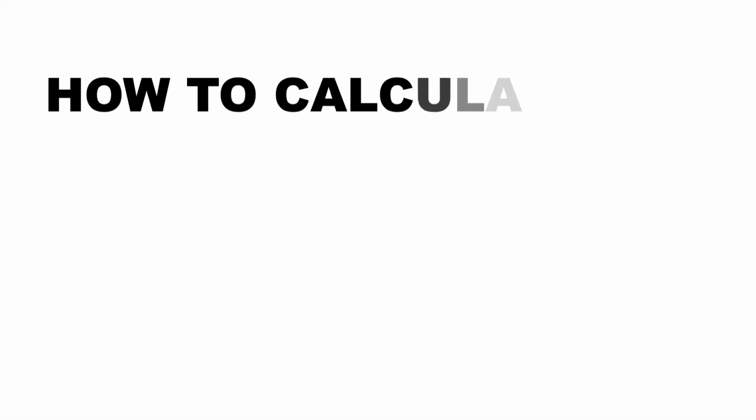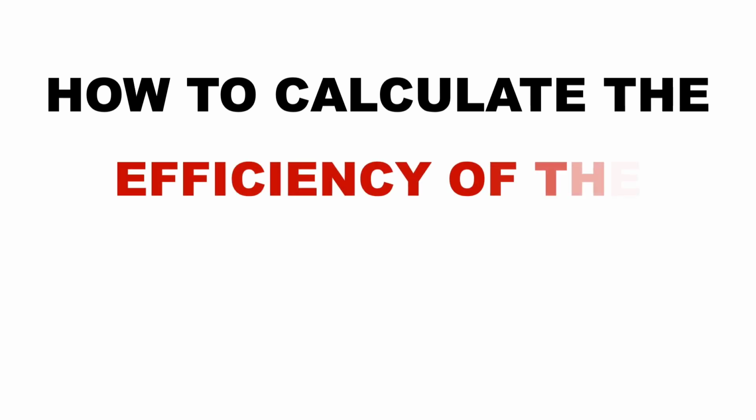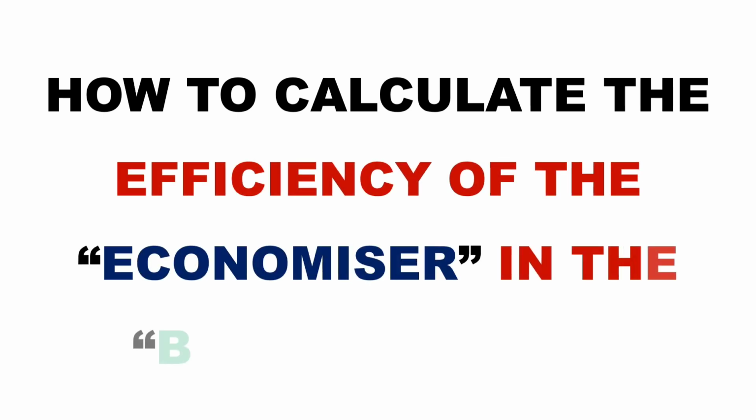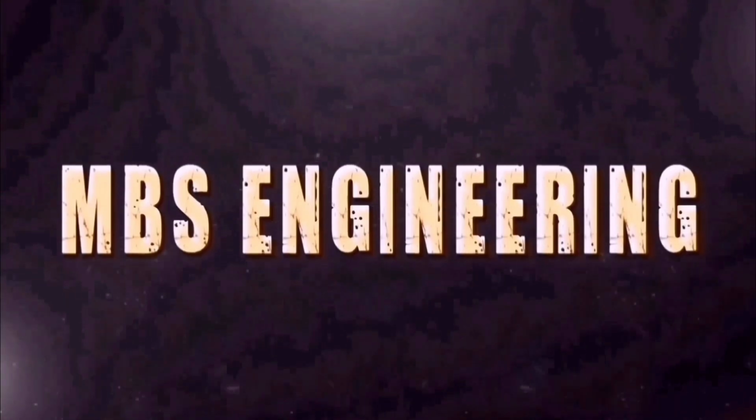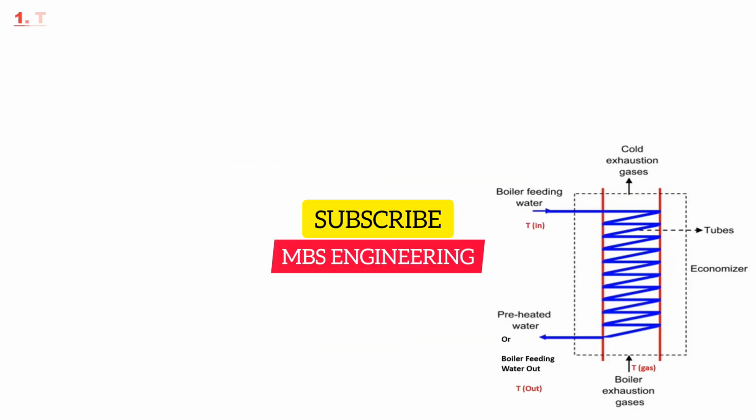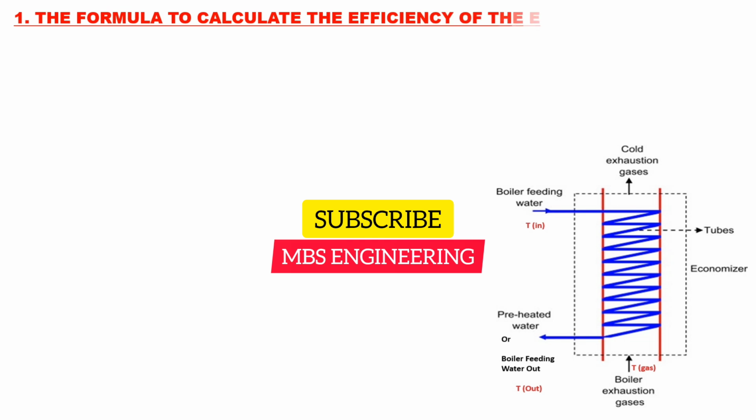Today we will learn and understand how to calculate the efficiency of the economizer in the boiler system. We will discuss the above topics in the upcoming slides. Next, we will learn and understand the formula to calculate the efficiency of the economizer.